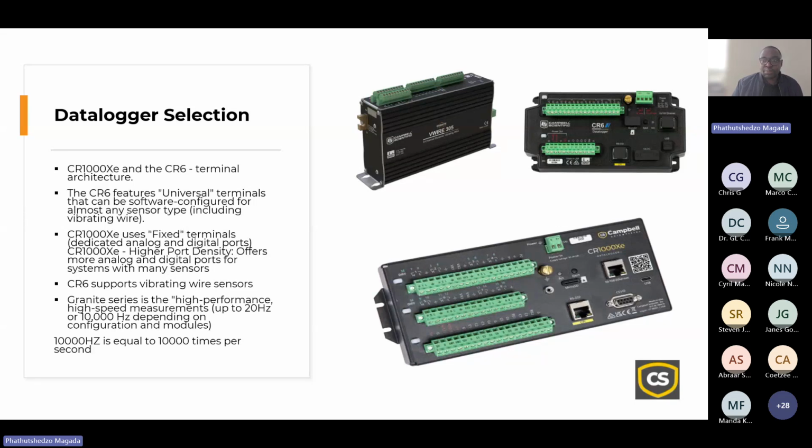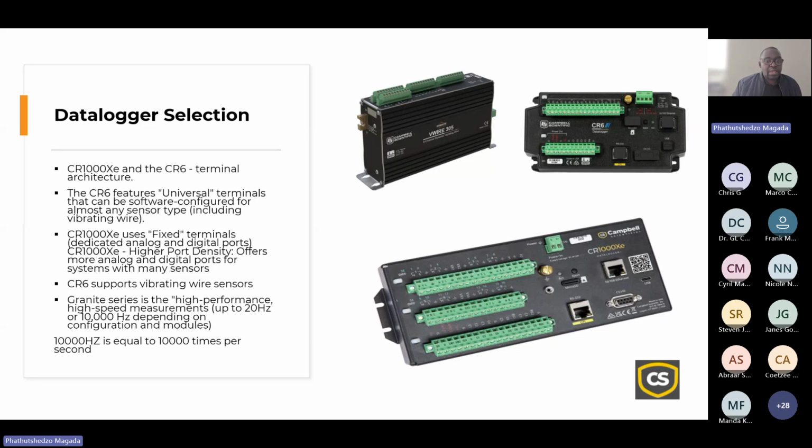CR1000XE cannot measure vibrating wire sensors directly. For you to measure a vibrating wire sensor with CR1000XE, you need an AVW vibrating wire analyzer that can be connected to CR1000XE. And then this AVW200 analyzer features VSPECT technology, making it suitable for dam monitoring, bridge monitoring, and all other infrastructure projects.